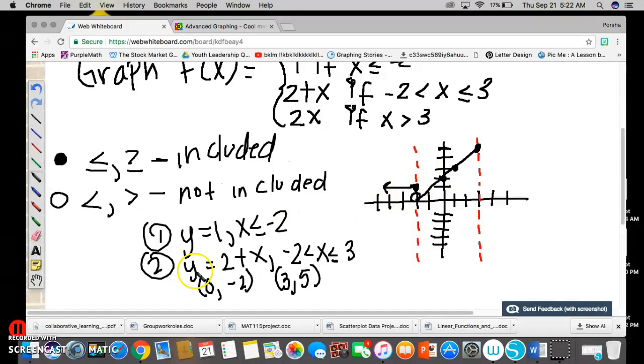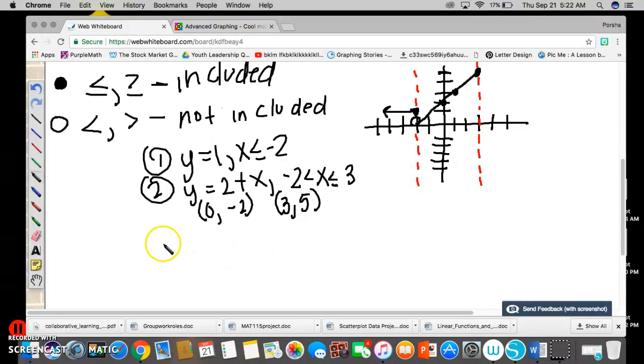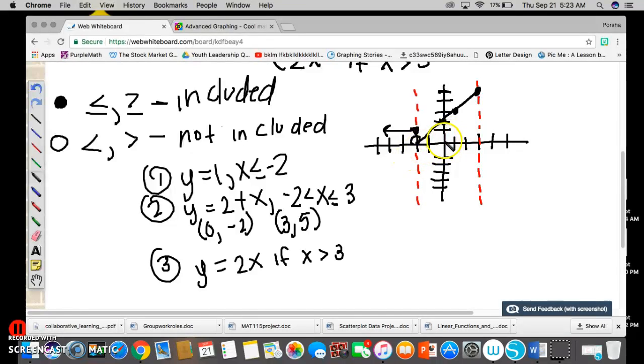Alright? And the last one that we're going to do, let me scroll down, is going to be y equals 2x. Notice we do not have a y-intercept, but we do have a slope, so that means we're going to start at 0, 0. And this interval is if x is greater than 3. We start at 0, doesn't have a y-intercept, so we're going to count up 2, so 1, 2, up 1, over 1.